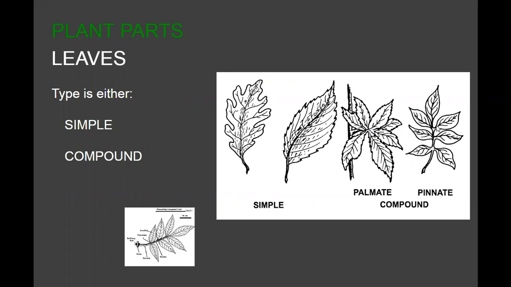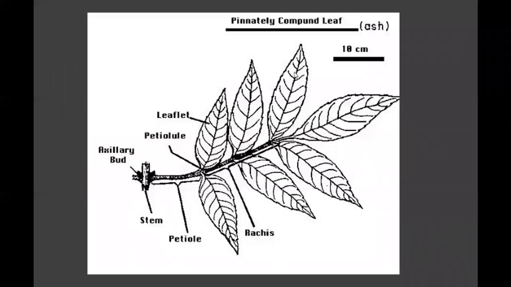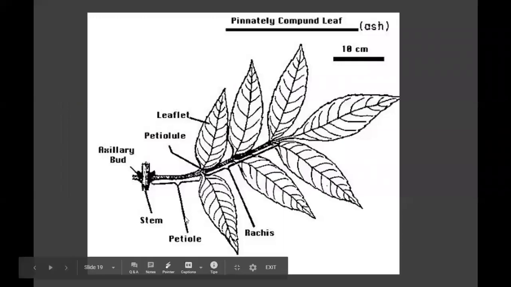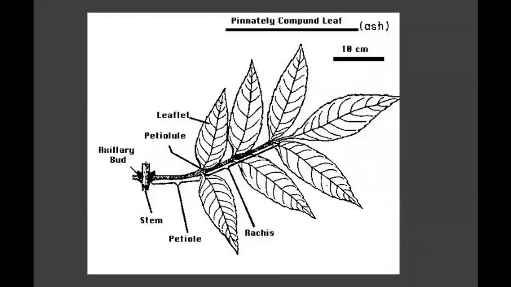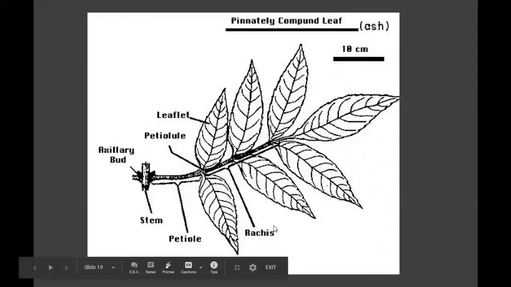Well, I'll jump into the next slide. That's better. So here's a close-up of a compound leaf. Imagine this being the stem. This part right here between the stem and the leaves is called the petiole. And then the terminology changes once leaves are growing off of that structure, and that's called the rachis.